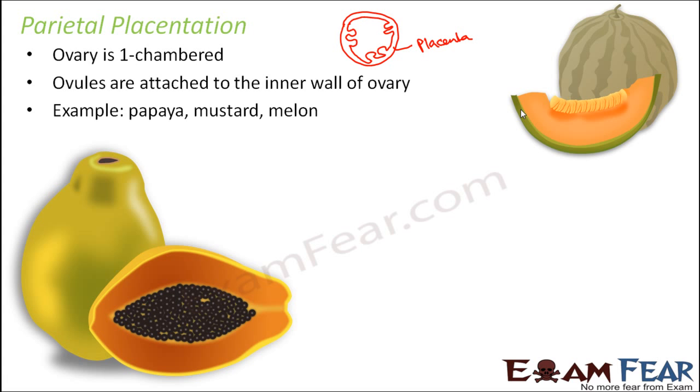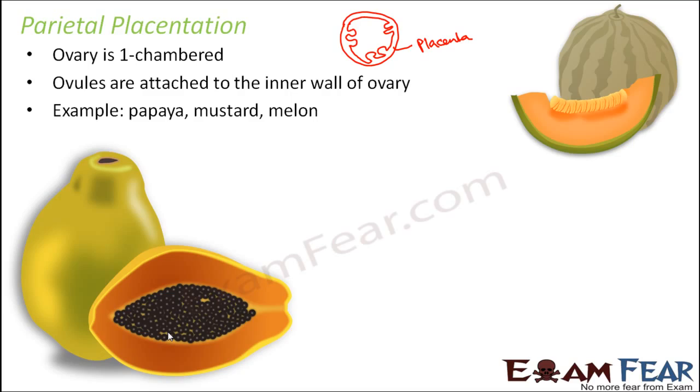Similarly, if you look at papaya, there also you can see these are the ovules, and this is the outer layer, and this is the inner layer of the ovary. So within the ovary, in the same shape, the placenta and the ovules will be present. So this is an example of parietal placentation. Here the ovules are arranged along the periphery of the ovary.